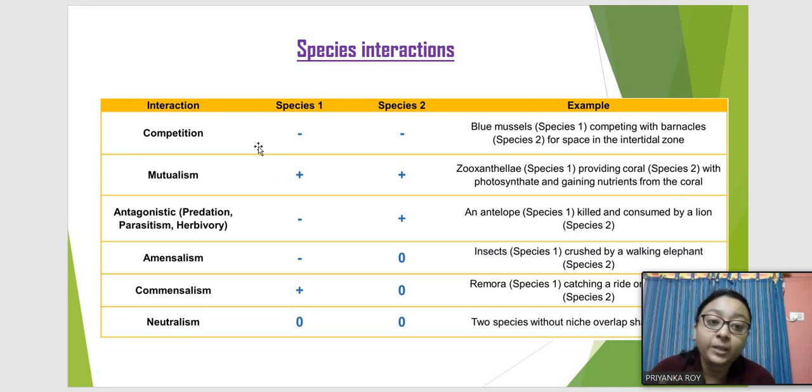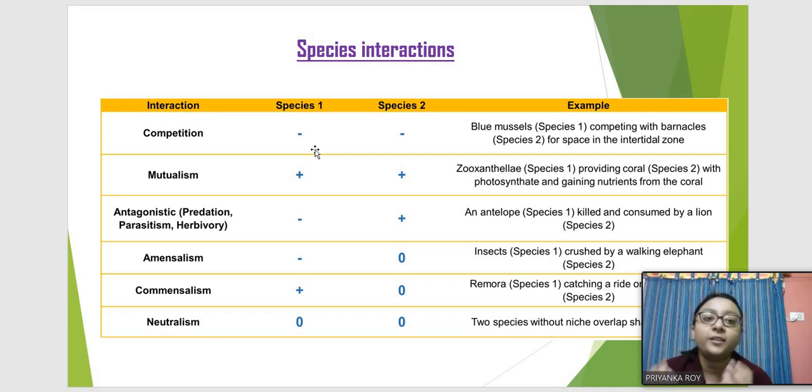Now, there might be some beneficial interactions where the sign is positive, and there might be some negative interactions where it is harming one another, then it is called negative. So, all these different kinds of species interactions are there in the ecosystem. So first we will start with competition.